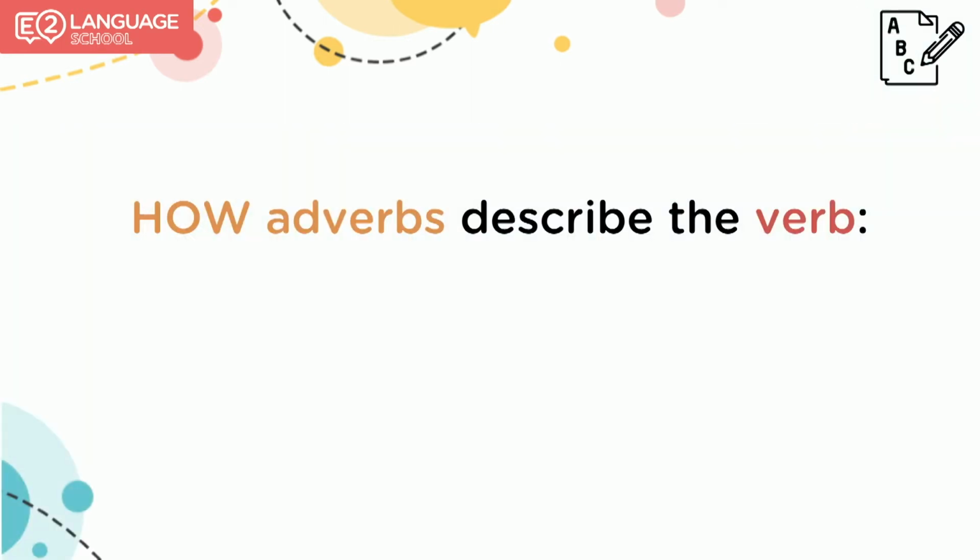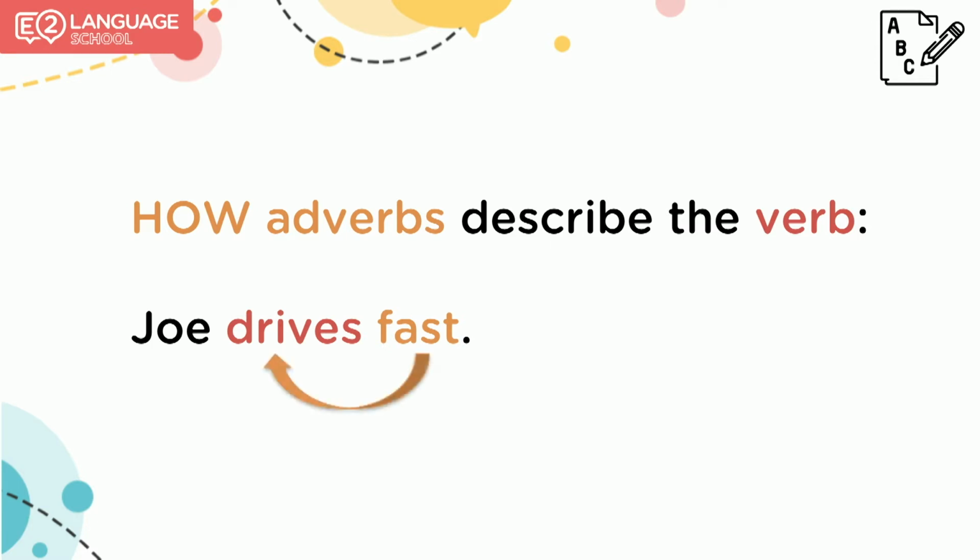So, just to recap your memory, adverbs describe the verb or how something is done. So if I say Joe drives fast, the adverb here, fast, is describing the verb drives. Okay, it's not describing Joe. It's not saying Joe is fast. It's saying Joe drives fast, so it's adding information to the verb.